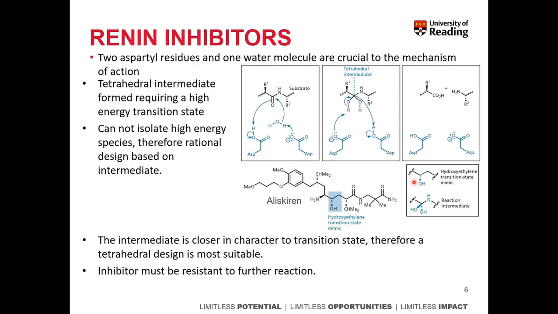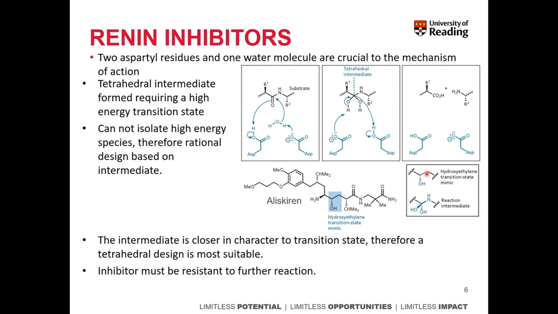Now the intermediate is closer in character to the transition state. So the intermediate that we have in this reaction is close to the transition state mimic that we have here. And this is what makes the tetrahedral design most suitable. Now this intermediate is able to enter into the enzyme and block its function. And the inhibitor is also resistant to further chemical reaction.